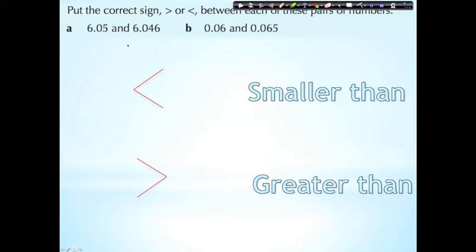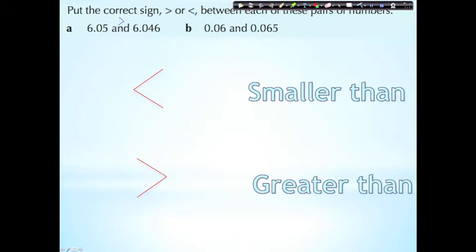Okay, so for the first one, we've got 6.05 and 6.046. Okay, so we need to think which one is bigger, which one is smaller. So again, comparing each of the columns, so comparing my units, they're both the same. Comparing my tenths, they're both the same at 0. Then comparing my hundredths, I've got 5 and I've got 4. So the one with the 4 is going to be smaller than the one with the 5. So 6.05 is greater than 6.046.